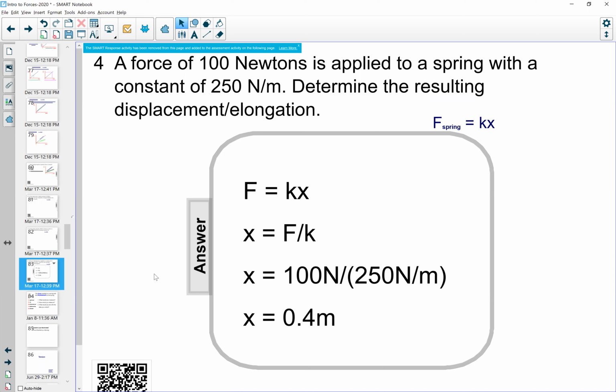All right, questions about using Hooke's law mathematically, about graphically considering Hooke's law, anything?